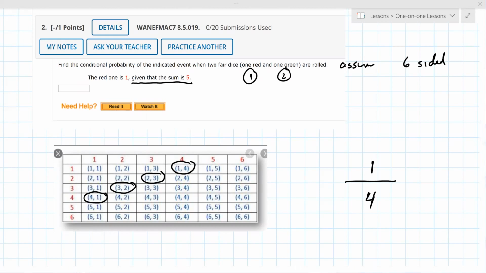This one actually says you can enter a fraction or a decimal, but it says do not approximate. So they're saying give me the full answer.